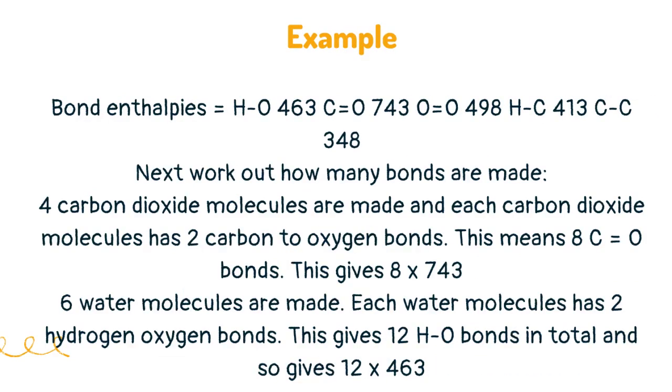Next, work out how many bonds are made. 4 carbon dioxide molecules are made and each carbon dioxide molecule has 2 carbon to oxygen bonds. 6 water molecules are also made. Each water molecule has 2 hydrogen-oxygen bonds. This gives 12 hydrogen-oxygen bonds in total.